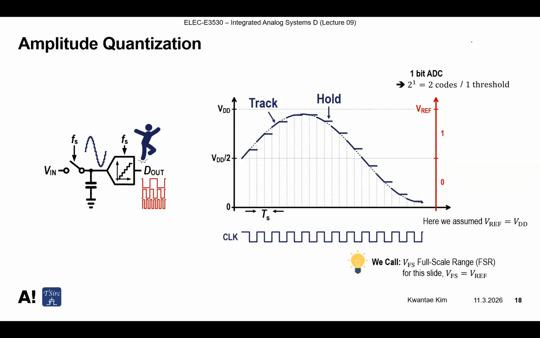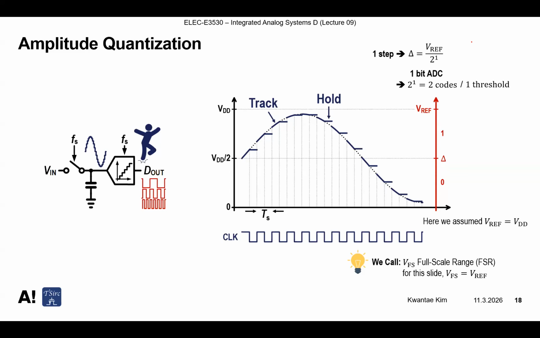So in our case, we can build this kind of a quantizer and then sampling switch that goes to a 1-bit ADC. 1 bit here means 2 to the power of 1, that goes to the typical digital representation of our data. 2 to the power of 1 is equal to just 2. That means there are only 2 codes and there is 1 threshold, the 1 criteria.